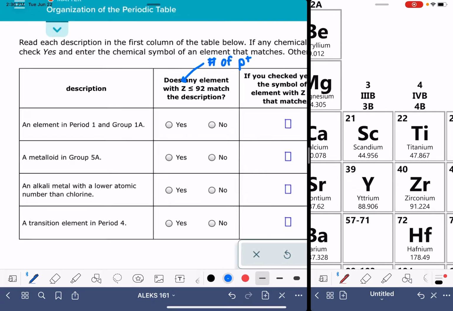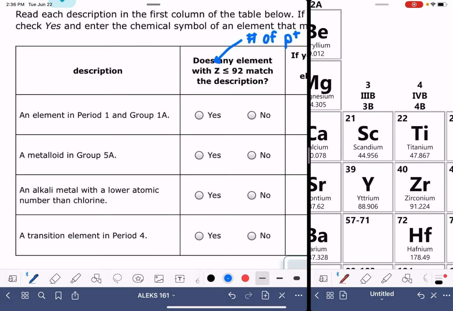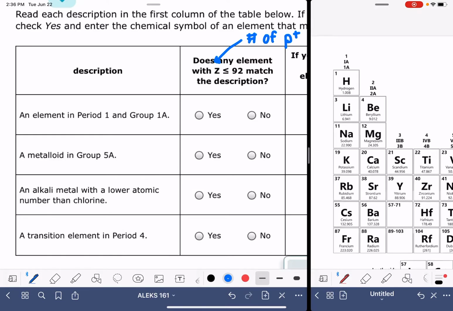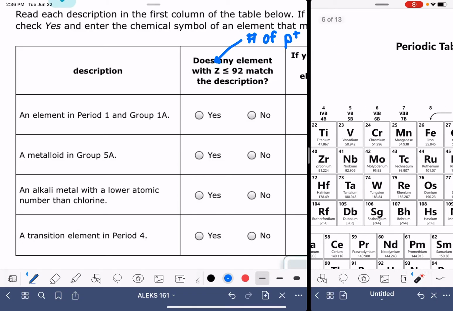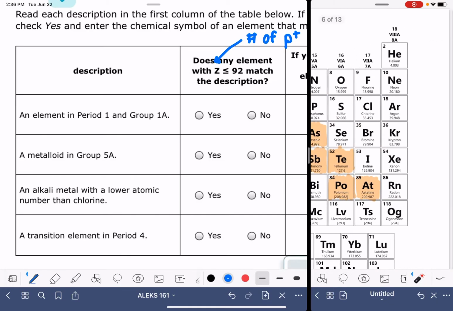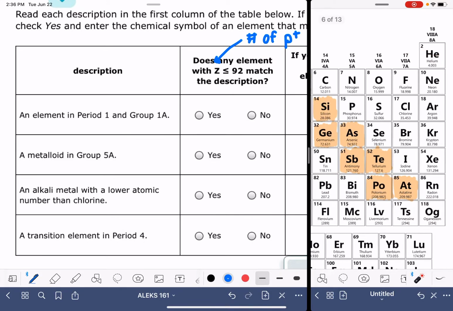So the first description that I have in this problem is asking me to find an element that is in period 1 and group 1A. The periods are the horizontal or side-to-side rows on the periodic table. My periodic table doesn't have them numbered, so I'm going to number them right now. So an element that is in period 1 is referring to an element that is in this particular row on the periodic table, and it, don't forget, goes all the way across to the other side. So this helium is also part of period 1.